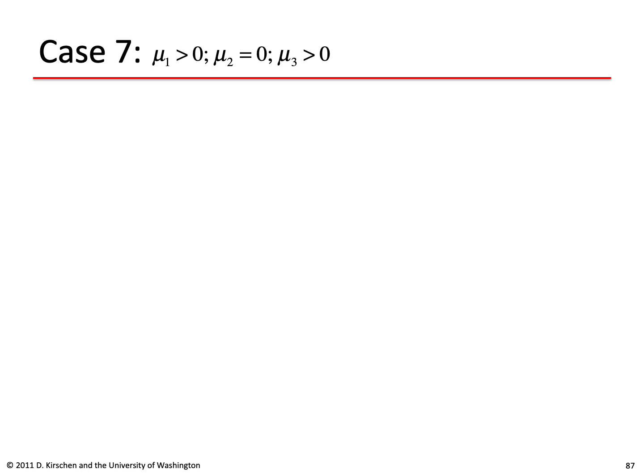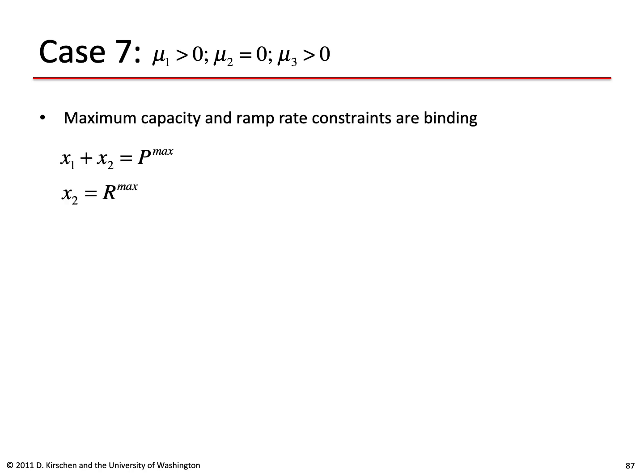Case number 7, mu1 and mu3 are positive and mu2 is equal to 0. This means that we have two binding inequality constraints. First, the maximum capacity constraint, x1 plus x2 equals Pmax, and then the ramp rate constraint, or limit on the availability of reserve, x2 equals Rmax. Now note that putting these two constraints together, we can find that x1 is Pmax minus Rmax.